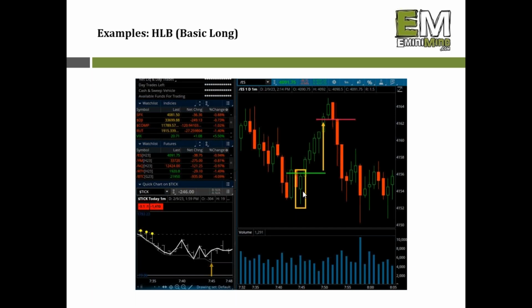And when you're placing your order one tick above the hammer's high, you are letting the market dictate when to enter. You're not just throwing an order out there and getting in because you feel like it. You're placing your order and then letting the market come to you.